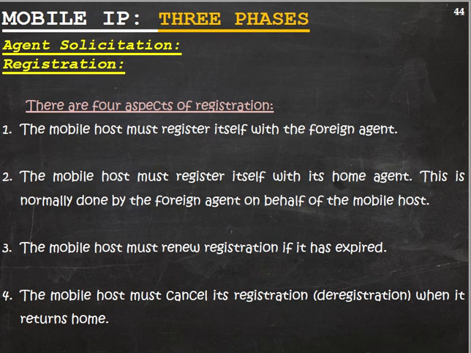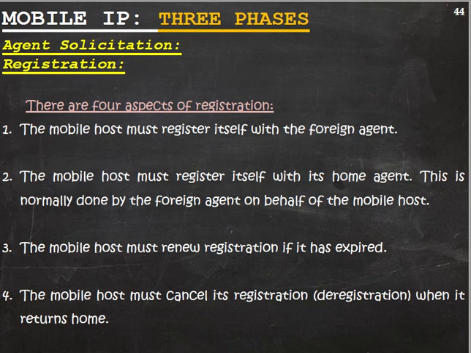There are four aspects of registration. The first aspect is the mobile host must register itself with the foreign agent. Second, the mobile host must register itself with its home agent. This is normally done by the foreign agent itself on behalf of the mobile host. Third, the mobile host must renew registration if it has expired. Fourth, the mobile host must cancel its registration when it returns home.